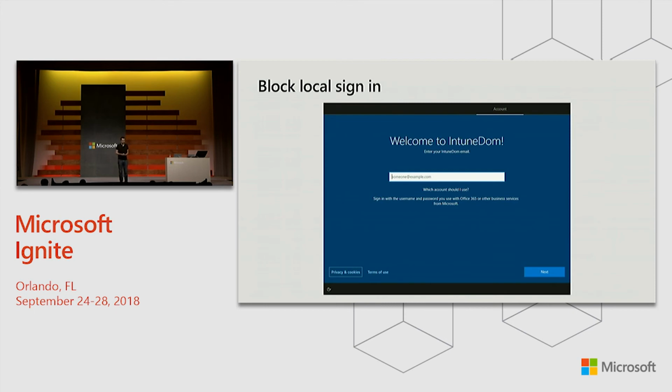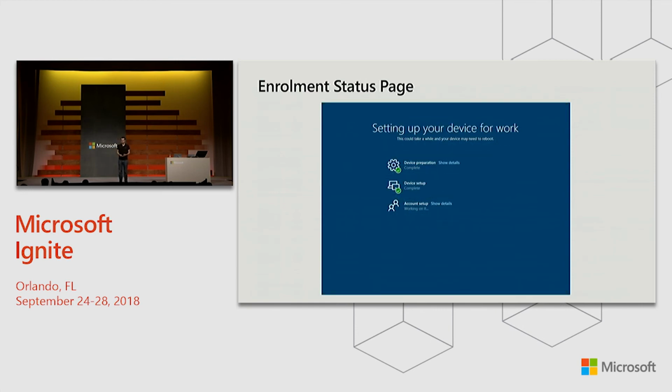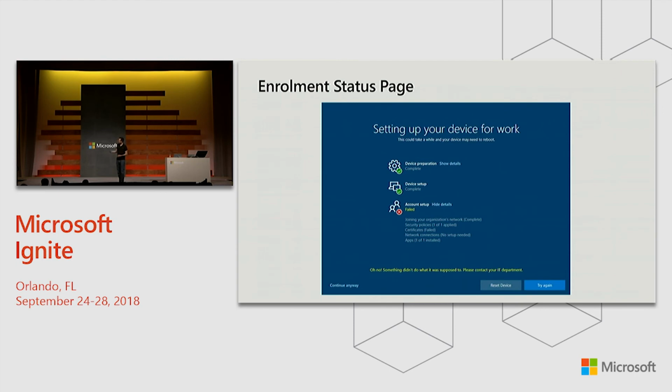We've also added the enrollment status page. So rather than have the user just drop out to a desktop with no apps, we have the ability to configure the enrollment status page to say, show this to the user until all required applications and profiles and device configurations have come down. So you can see that we're waiting for device preparation, device setup, and then my SCEP server's not working, so the certificate failed, but everything else was provisioned.